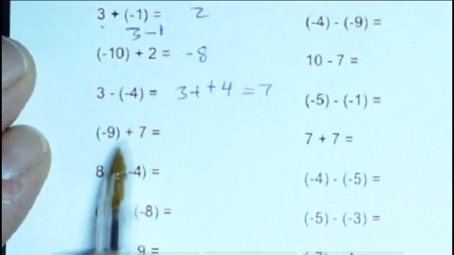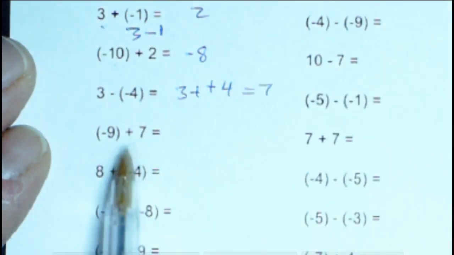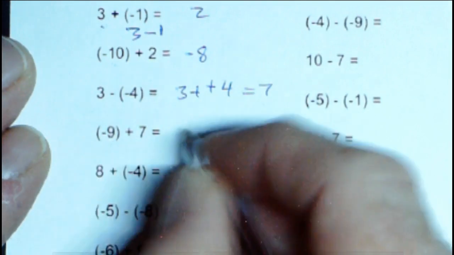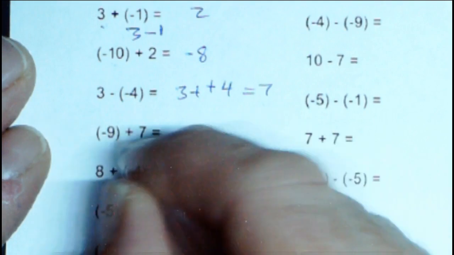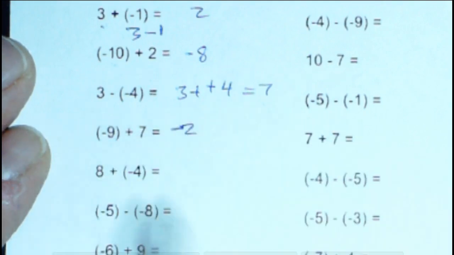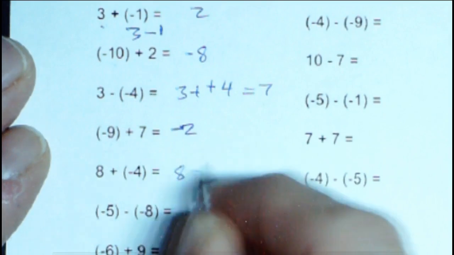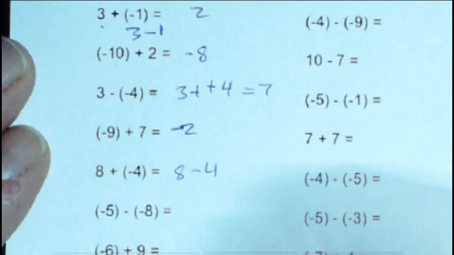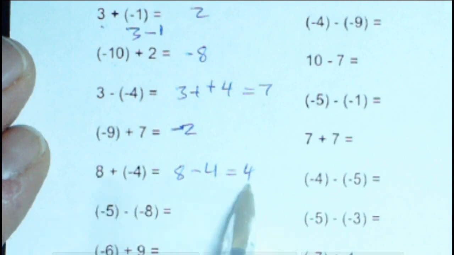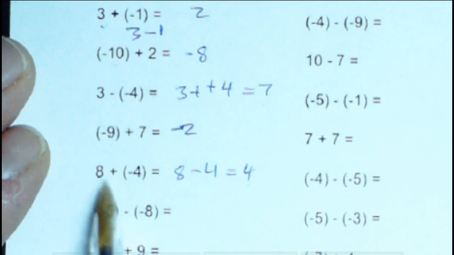Negative 9 plus 7. These are different signs, negative and a positive. So we're going to find the difference. The difference between 9 and 7 is 2, and it is a negative 2. 8 plus a negative 4. Well, this is the same as 8 minus 4, right? 8 minus 4 is 4. If you want to think about it this way, different signs, we find the difference. The difference is 4, and it's positive because this is more positive.